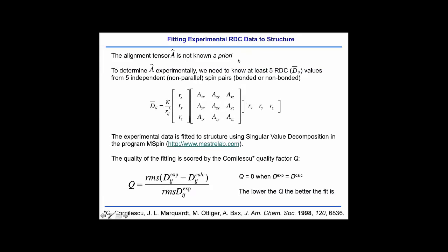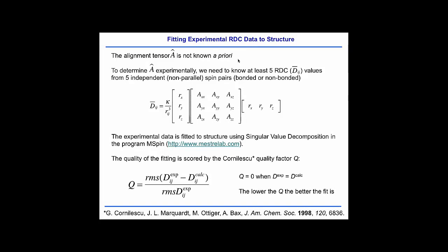When we collect RDCs, and now we're not going to talk about the alignment media, let's say that you were able to, using any alignment medium, collect a set of RDCs, and now you want to solve your structure. The alignment tensor is not known. There's no way to know the alignment tensor unless you do molecular dynamics, and even today it is very difficult, especially for small molecules, or almost impossible to simulate and calculate the alignment tensor. So we need to determine the alignment tensor experimentally.